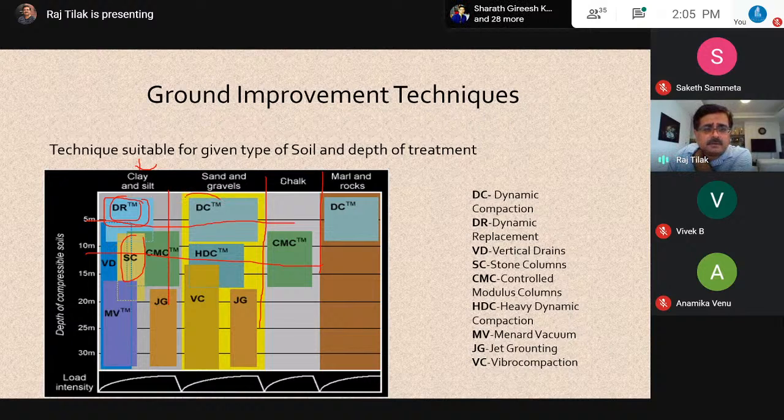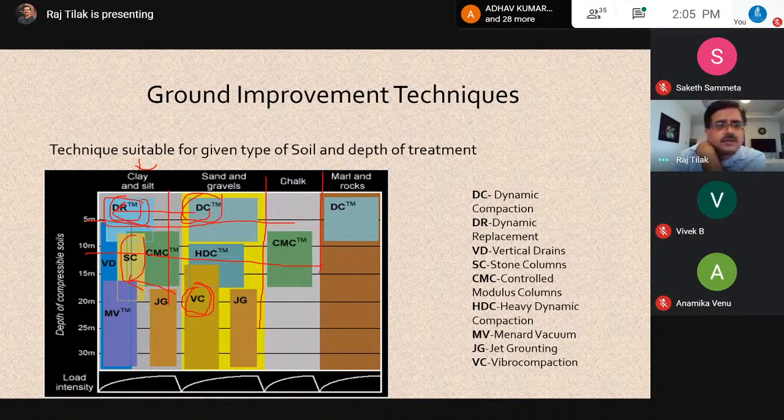If it was for sand and gravel, typically dynamic compaction is used, and for deeper depths, you use vibro compaction. This can go to much deeper depths, so that is why it is shown here. There is a limitation that this technique cannot work in clay and silt, so it has to work only in sand and gravels, while dynamic compaction can be used here with slightly higher fines contents. So there are a few variations to play around with, but this is just to give you a guideline.